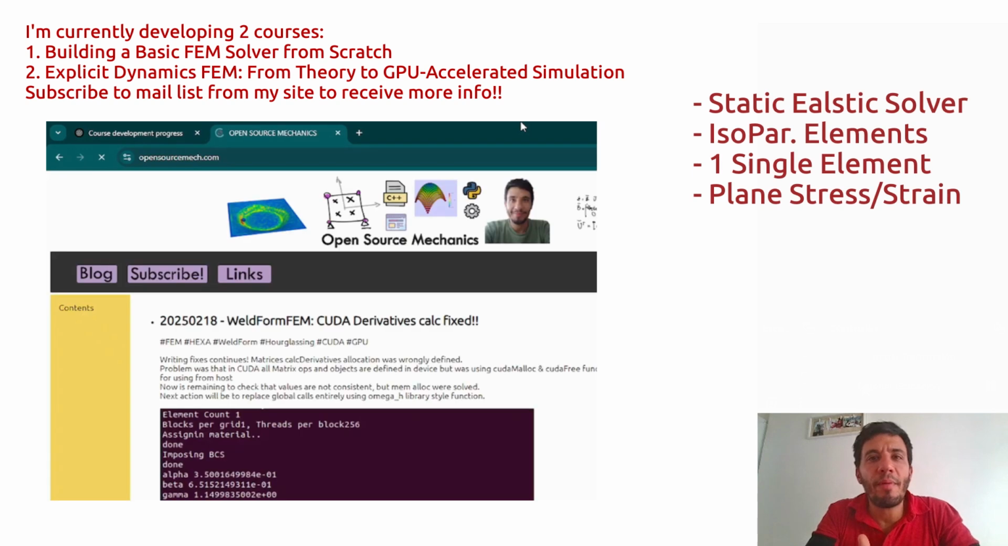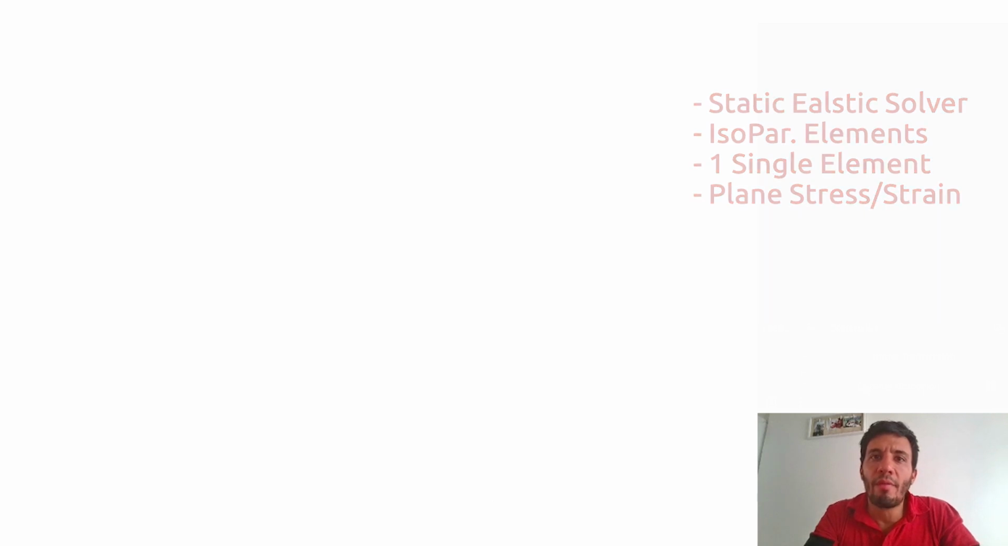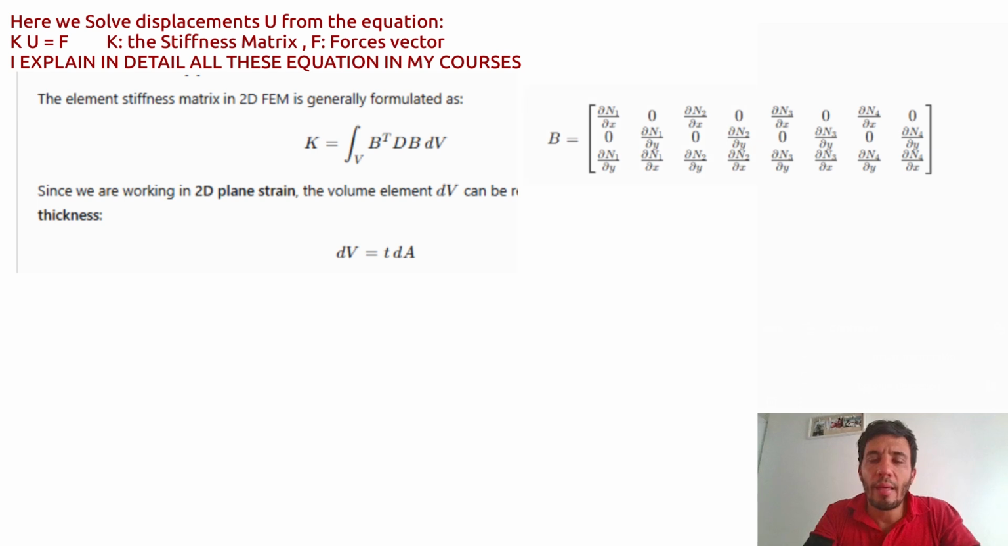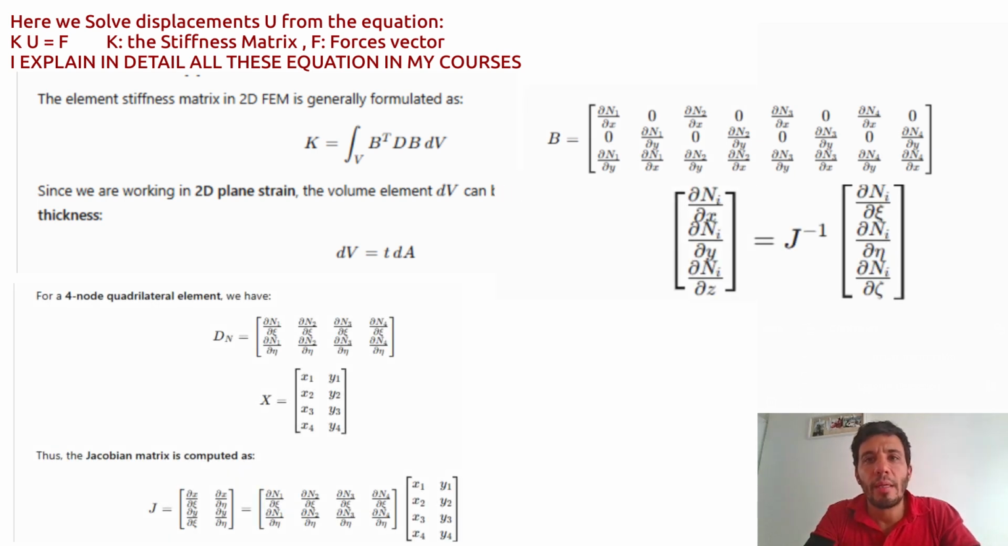Today we will code a simple finite element method solver written in Python, and we will use isoparametric finite elements to solve plane stress or plane strain equations. To do that, we will begin with a single element, a quadrilateral element, before scaling up to see how FEM works. Let's go with it.